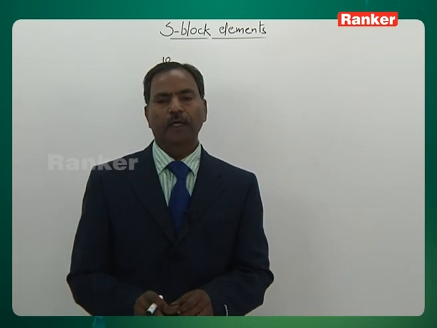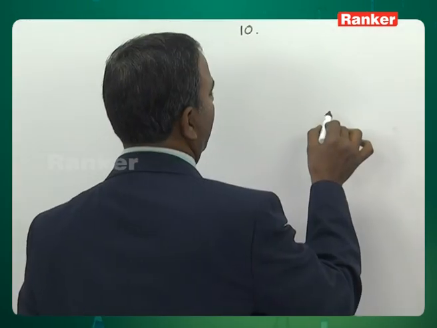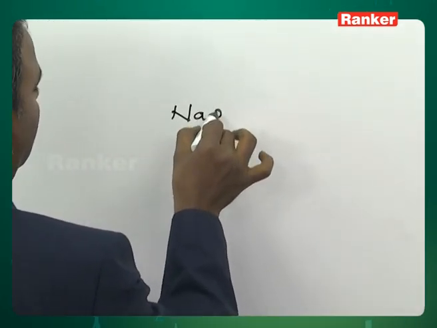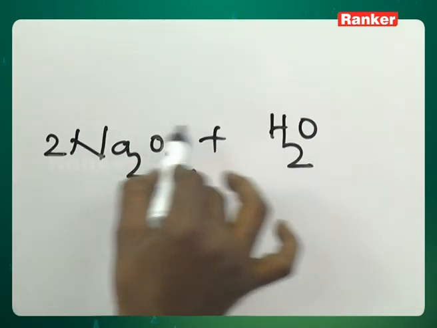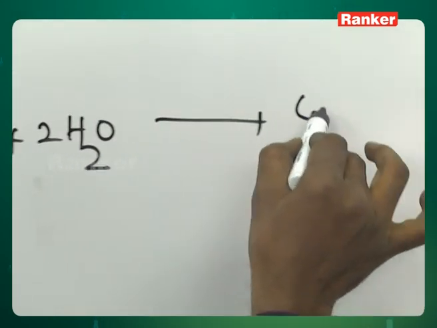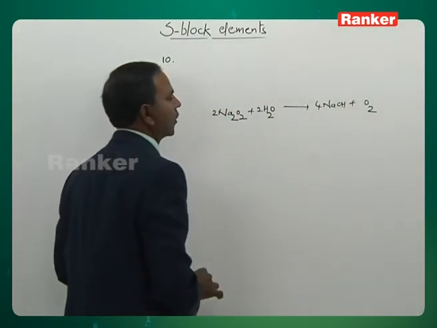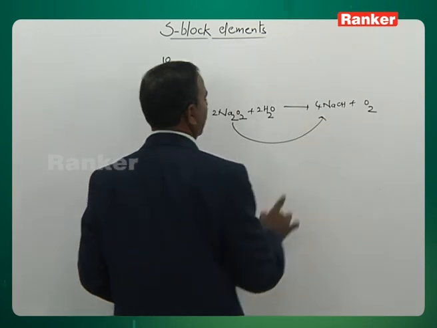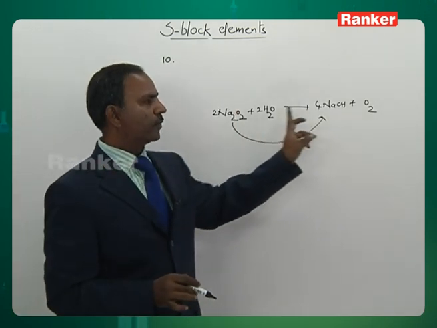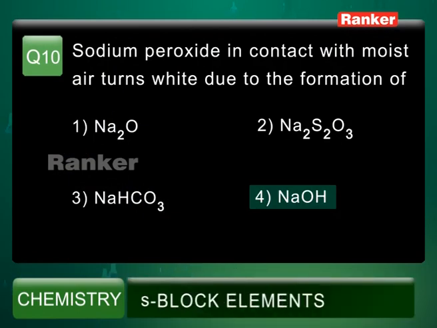Sodium peroxide in contact with moist air turns white due to formation of sodium hydroxide. See the reaction. Na2O2 plus H2O, you are getting here 4NaOH plus O2. Since Na2O2 converts into NaOH, therefore this pale yellow color actually converts into white because of formation of NaOH. The 10th question answer is what? Fourth, that is NaOH. Answer is fourth.